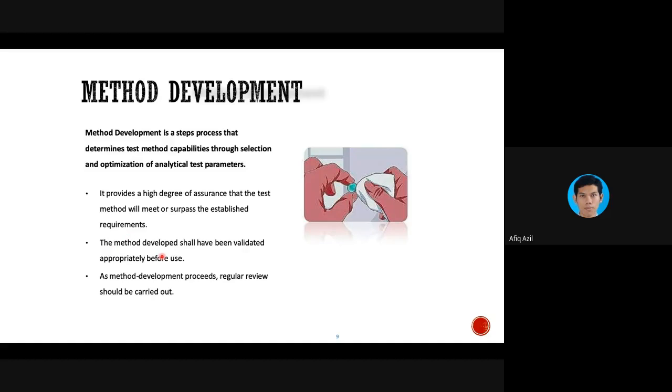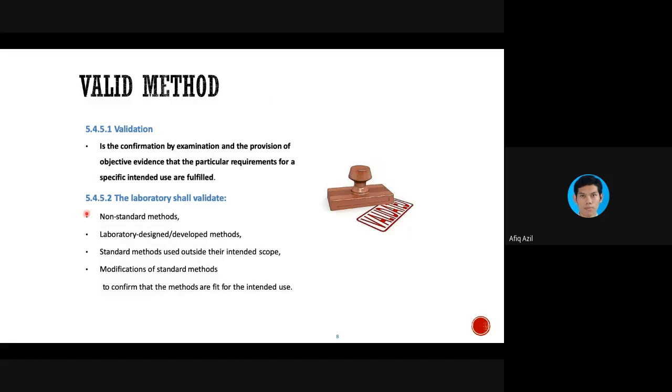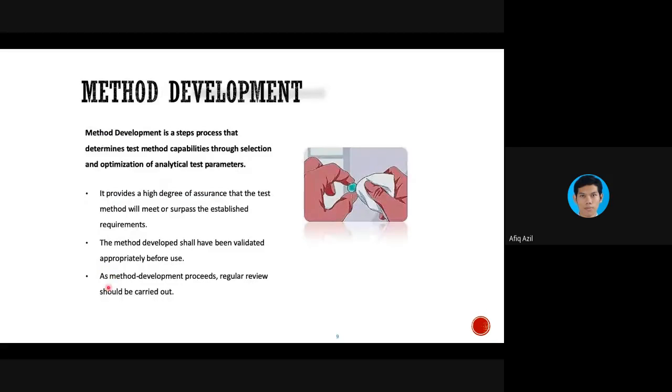Okay, the method developed shall have been validated appropriately before use. So if your reference is a standard method, then you do not have to validate. But if it's under all of the requirements like this one, then you have to validate first. So as method development proceeds, regular review should be carried out. That means you should see after each step of the analysis, is there any problem, is there any error that keeps on arising? So you have to take note of that.